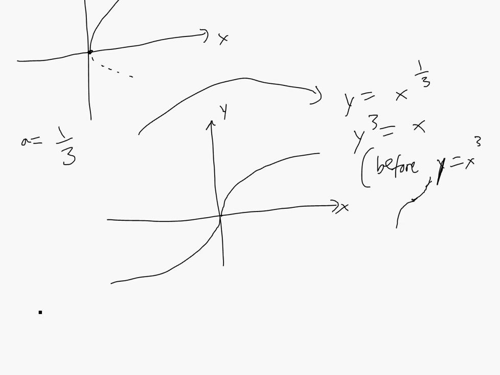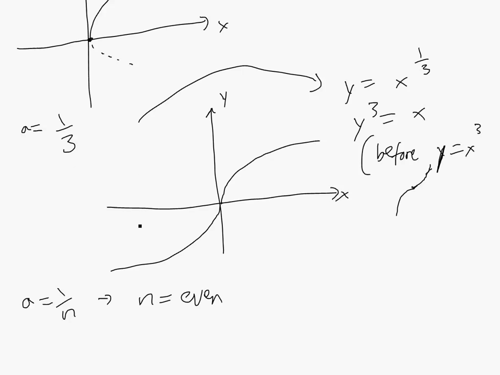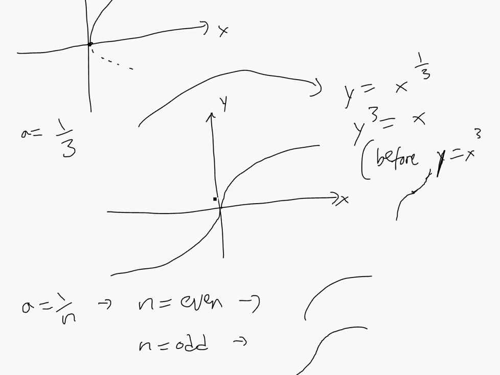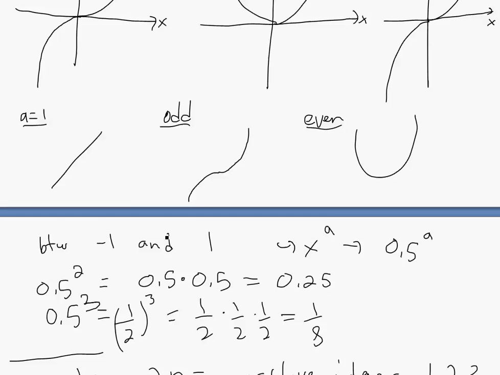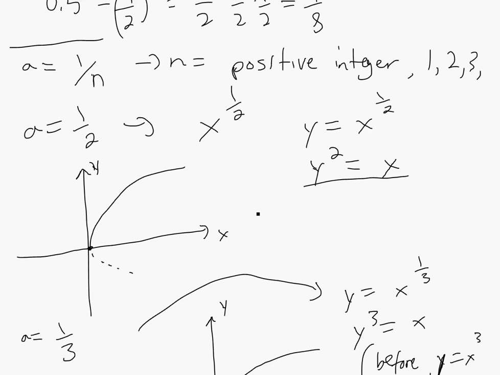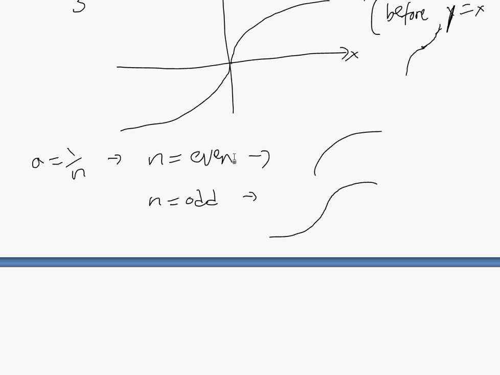And then if you have a equals 1/n, if n is even, it's going to look like this one all the time. If n is odd, you're just going to have the same thing like this one. So you basically have graphs like this. It's almost identical to what we did here, except now it's flipped over to the x side. So all you're doing is flipping it. Alright, so that's this case.